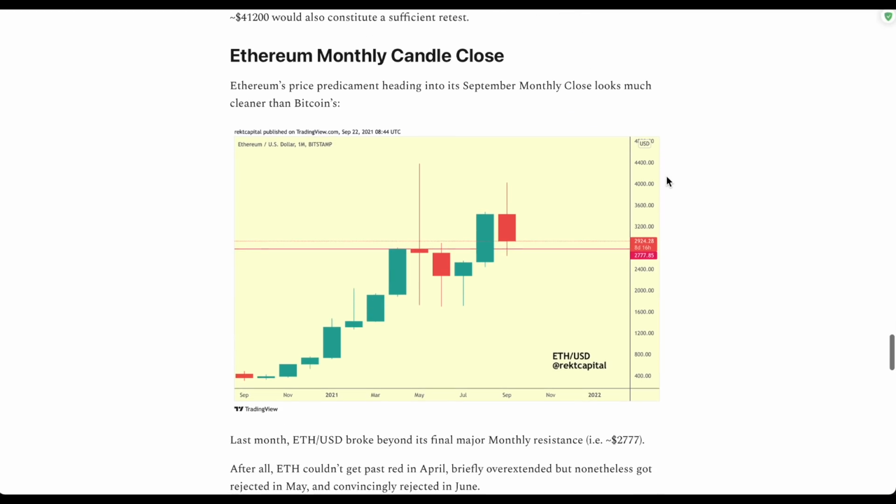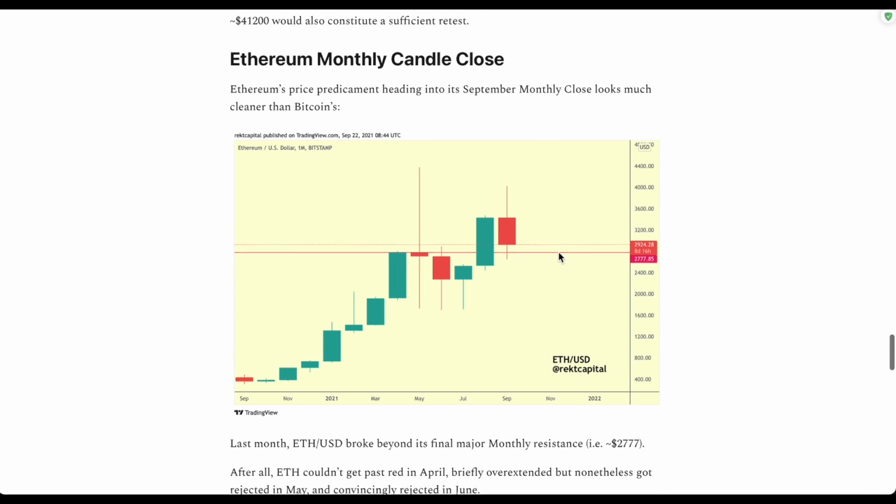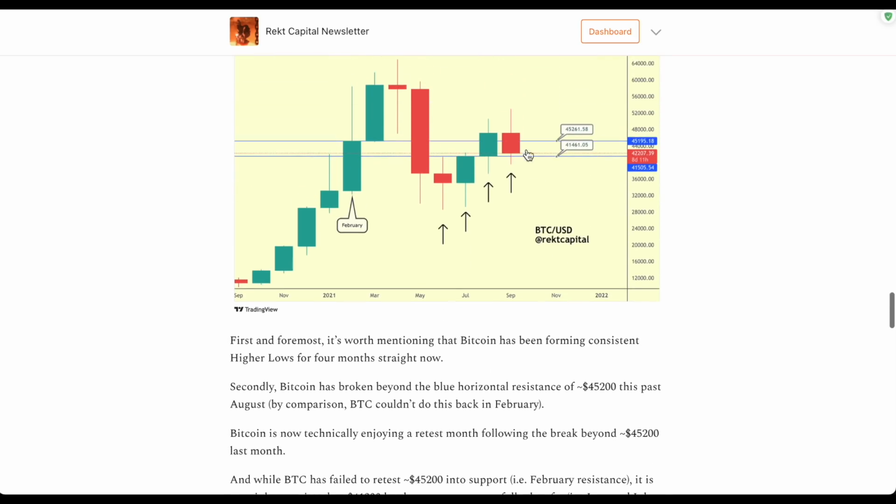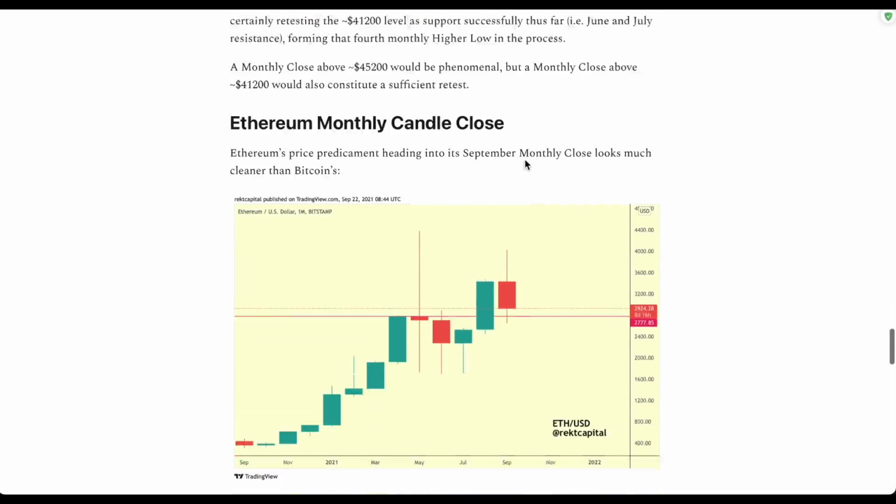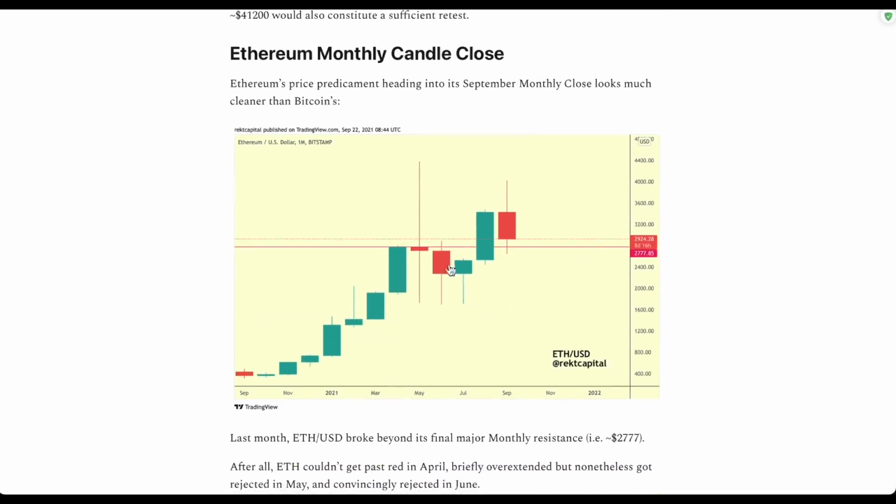Let's talk about Ethereum's monthly candle close before we wrap up here, which is a little bit cleaner. You can see that it's much cleaner than the Bitcoin monthly close, because Bitcoin actually has two levels here to contend with, whereas Ethereum has a much cleaner price predicament. This was the final major resistance area that was rejecting Ethereum's price action for many months. Here in April, we rejected from here. We overextended briefly, but ultimately closed for a rejection the following month. So rejection for 3 months straight.